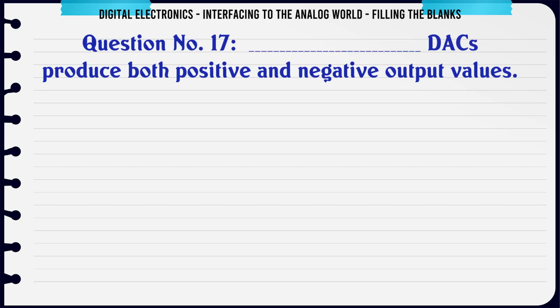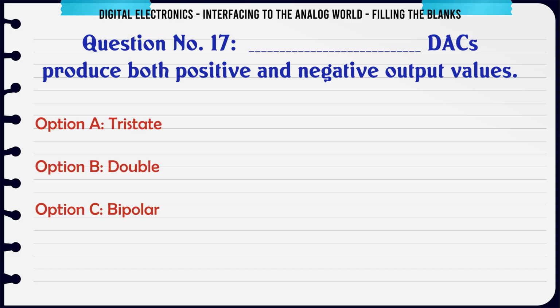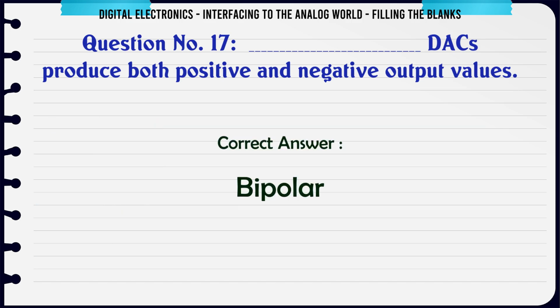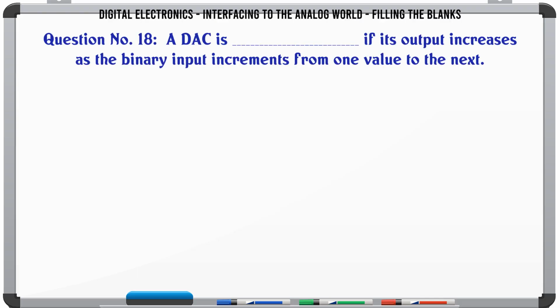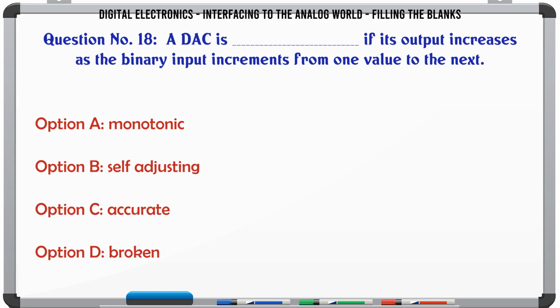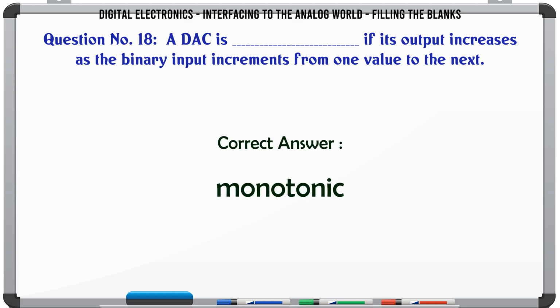DACs produce both positive and negative output values. A. tristate, B. double, C. bipolar, D. unilateral. The correct answer is bipolar. A DAC is if its output increases as the binary input increments from one value to the next. A. monotonic, B. self-adjusting, C. accurate, D. broken. The correct answer is monotonic.